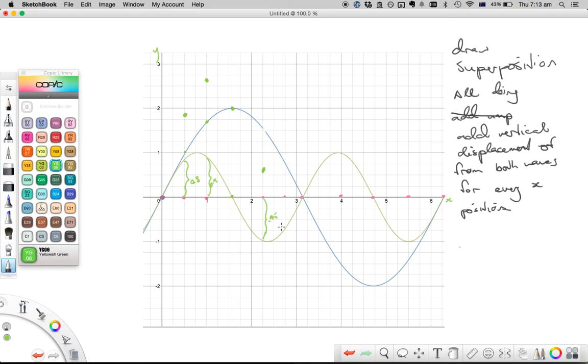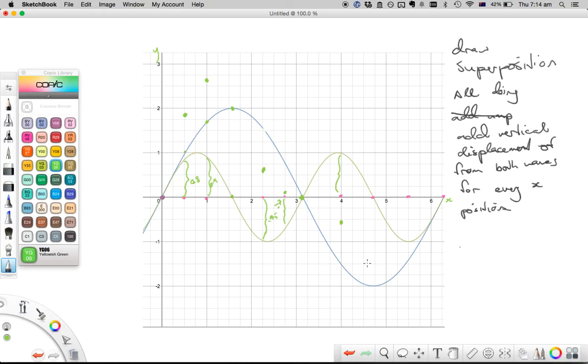Okay, here our displacement is about negative 0.7. So here we need to subtract 0.7, which is going to be 0.75, so we're going to be a bit above the x-axis there. Here 0 plus 0 equals 0. Here our positive displacement is almost 1, so we need to add almost 1 to here. 1, 2, 3, 4, almost 1. Our point's going to be there.